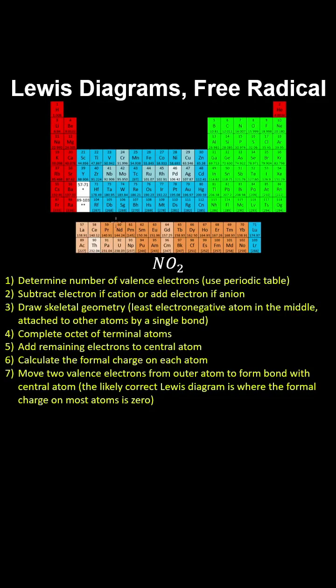Let's draw a Lewis diagram for a free radical. So here we have nitrogen dioxide, and in step 1 we determine the number of valence electrons from the periodic table. And now we draw the skeletal geometry with the least electronegative atom in the middle. So 2 electrons are shared in each bond, and now we complete the octet of the terminal atoms, and we assign that 1 electron to the central atom.